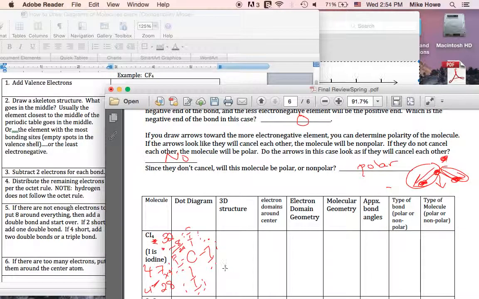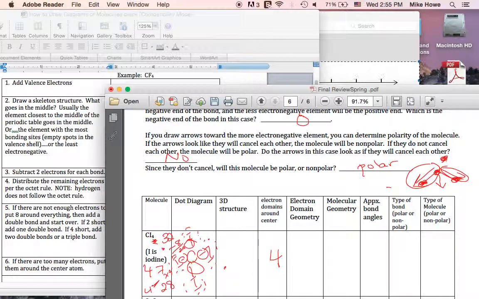I'm hovering too much, and then it makes my pen act weird. So 2, 4, 6, 8 here. And 2, 4, 6, 8 around that. 8 around the carbon. I just counted them. 2, 4, 6, 8 around the iodine. 2, 4, 6, 8 around that iodine. Everything's good. Okay, so the domains around the center, you see 1. I'll circle them. 1, 2, 3, 4. So there's 4 domains.